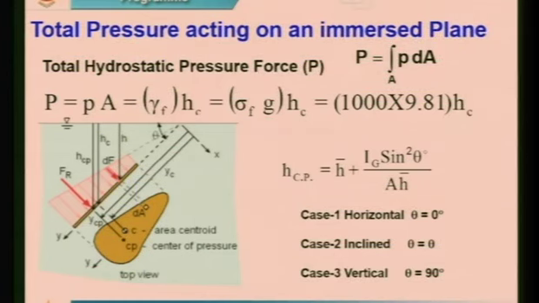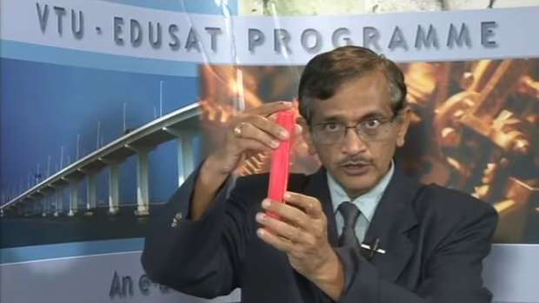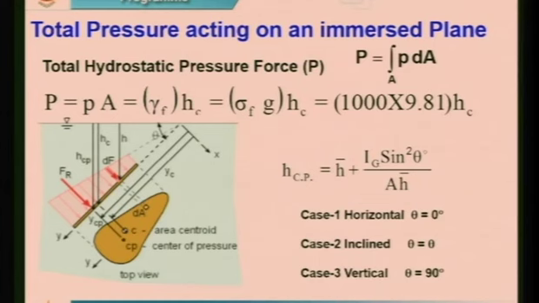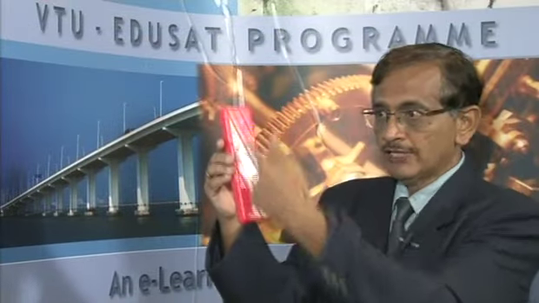Now, let us see the formula which we normally use. As I mentioned to you, we are going to use today a plate immersed horizontally, inclined with a theta, and vertical with theta as 90 degree. The formula for the center of pressure is HCP is equal to HC plus Ig sin square theta by A H bar. Ig is the moment of inertia about the depth axis, this way. For example, if this is the way, I will take along this axis.